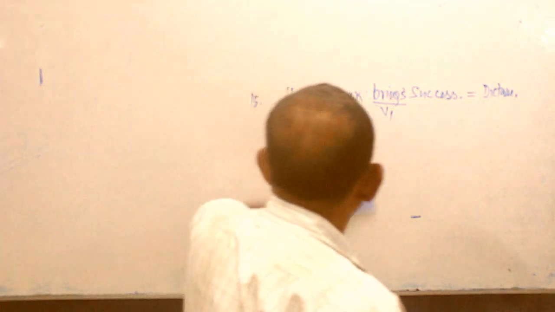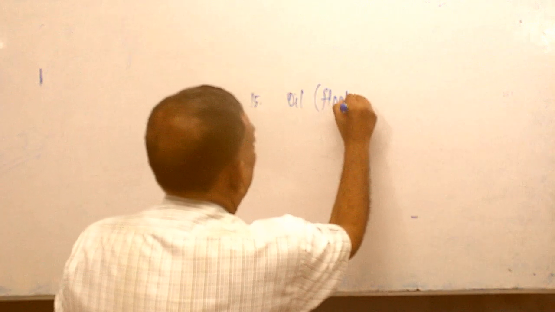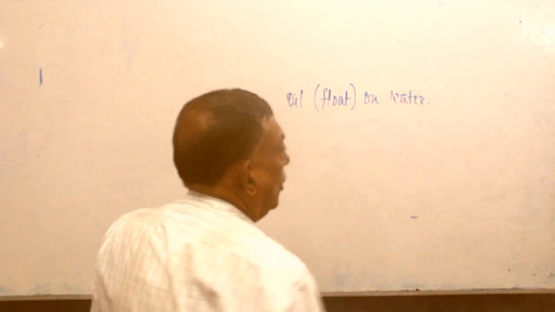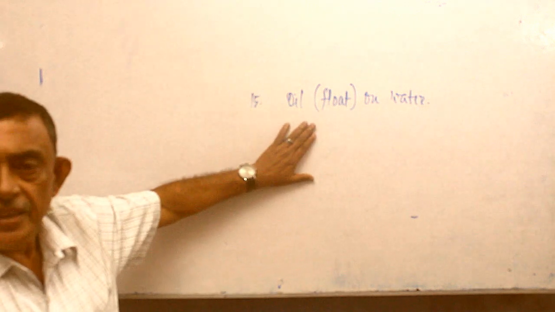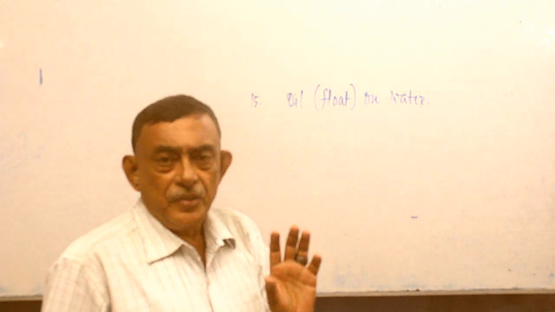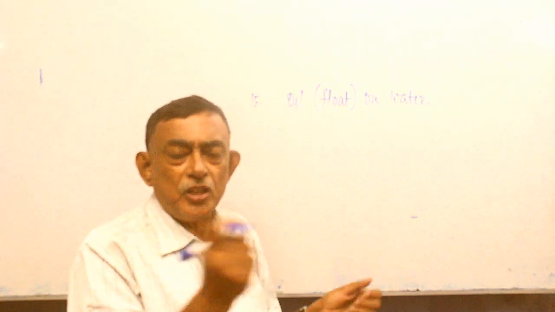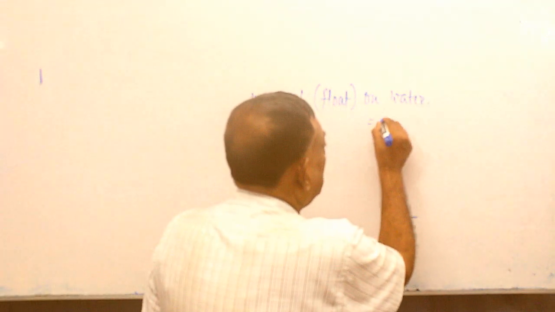Number 15 says, oil float on water. Once again, what is the theme of the sentence? It is a scientifically tested thing. As many times as you test this thing, the result will be the same. You put oil and water in a bottle, shake it well, and after that leave it, you find that the oil floats on water. So what happens? A scientifically tested thing.